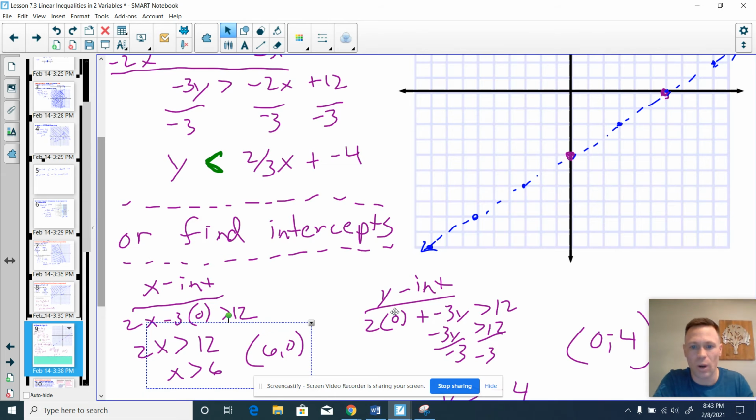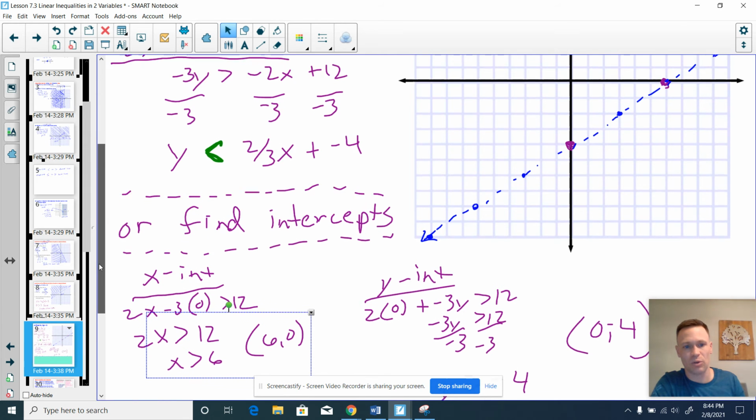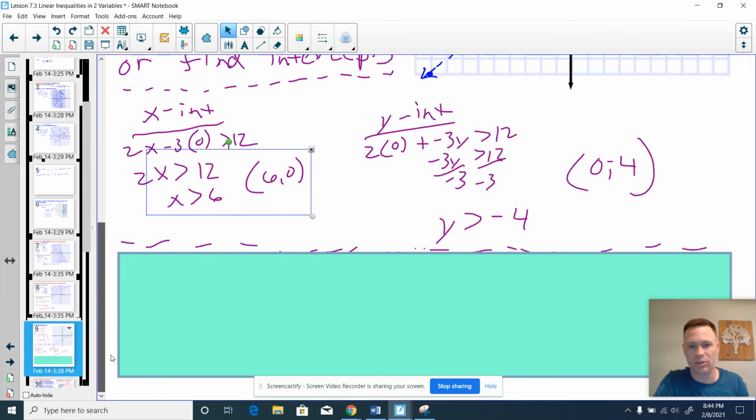Perfect. Y-intercept, 0 is going in for y. 2 times 0 is 0. That leaves me with negative 3y is greater than 12. Divide by negative 3 on both sides. I get negative 4 for my y-intercept. So there that is. It worked the same way. So using either, whatever you feel best with is what you should do.